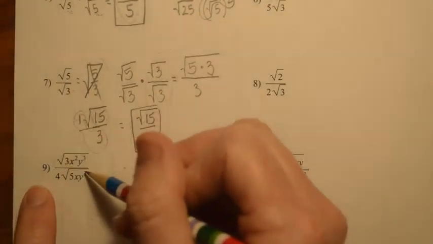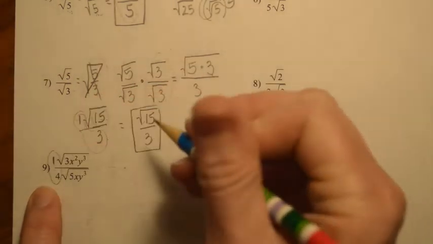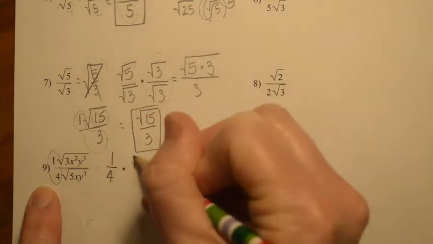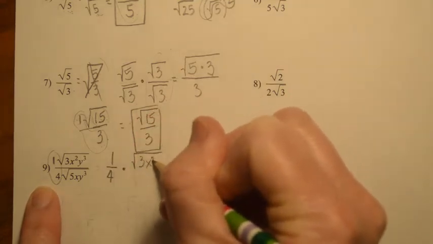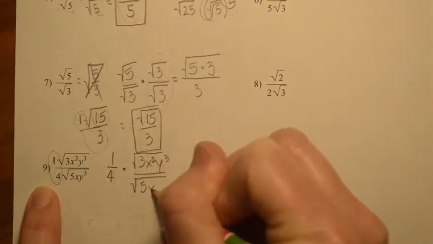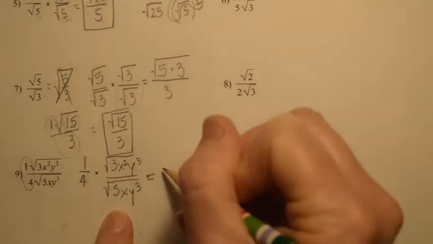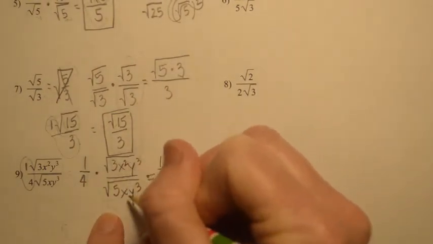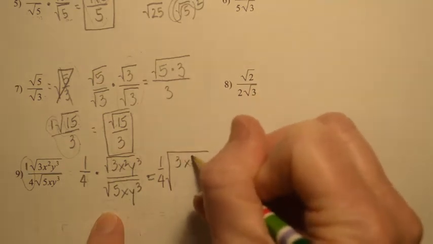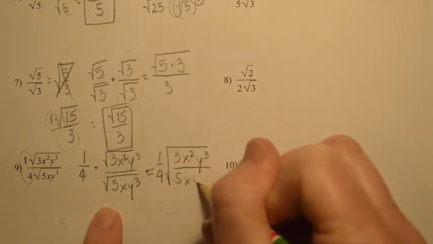I'm going to break this apart. Again, there's an implied 1 here, so I'm going to break this rational fraction away from the rest of it. So then this becomes square root of 3x squared y cubed over square root of 5xy cubed. And now I'm going to do the same thing I did up there, which is to put these together under 1 radical. All right, so 3x squared y cubed over 5xy cubed.